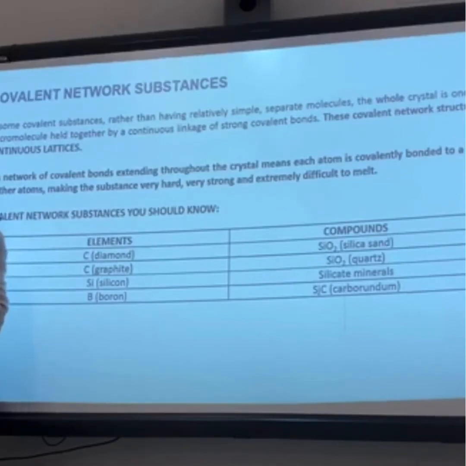We look at two different ways that carbon can bond. It can bond to form diamond, and it can bond to form graphite. We know what diamond is. Do we know what graphite is?